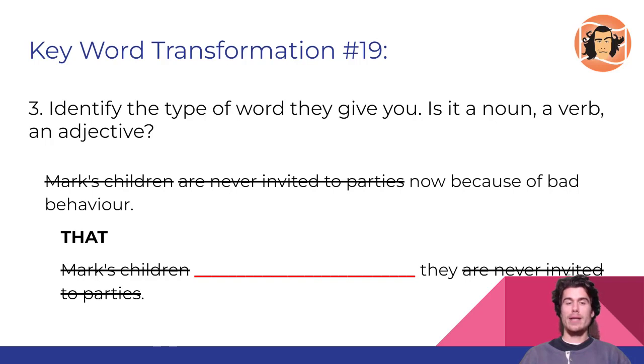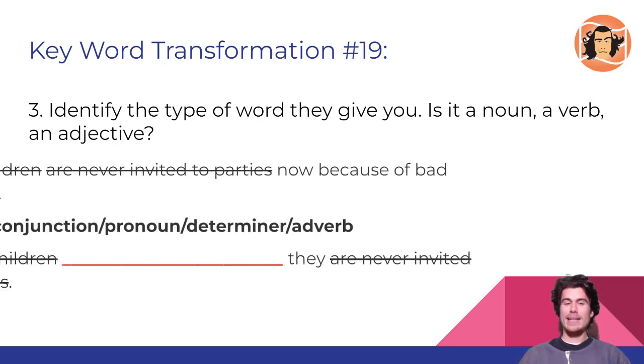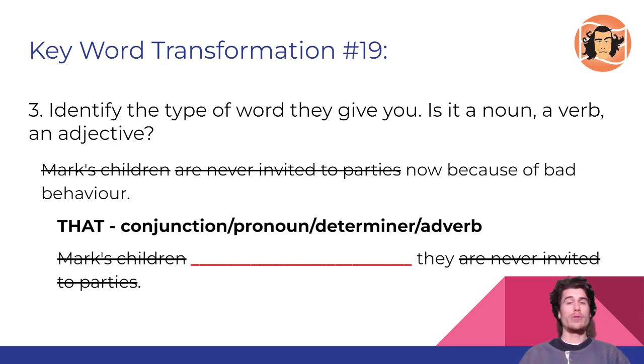Step number 3 is to identify the type of word they give you, which is that. Is that a noun, a verb, or an adjective, or a different type of word? Write down what you think. And now I will tell you that the word that is a conjunction, or it can also be a pronoun, or it can be a determiner, or it can be an adverb. So it can be many different types of words. And it's important to learn about types of words to help your English in general. It really does make a difference. It will also help us a lot in answering keyword transformations.